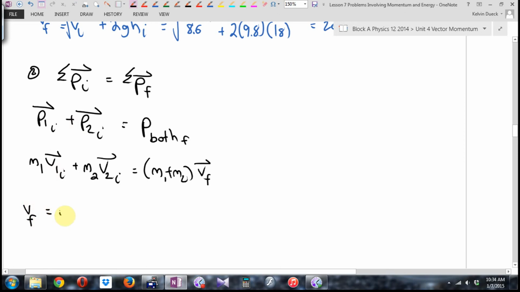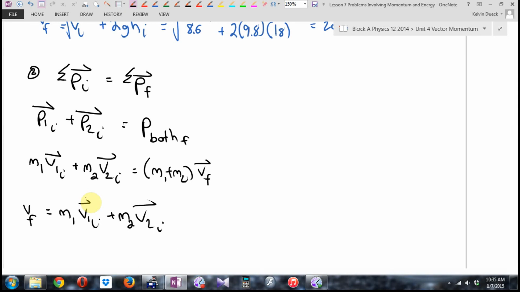VF is going to be M1 V1 initial plus M2 V2 initial. But by the way, look at car number 2. Which way is it moving, to the right or to the left before the collision? What if I'd had it moving to the left? How could you deal with that in this equation? You just made the velocity a negative. That'd be pretty catastrophic, colliding like that, but kind of cool.